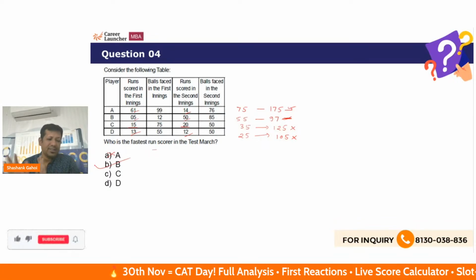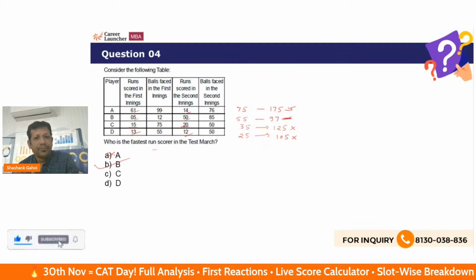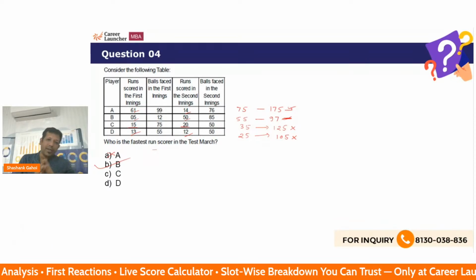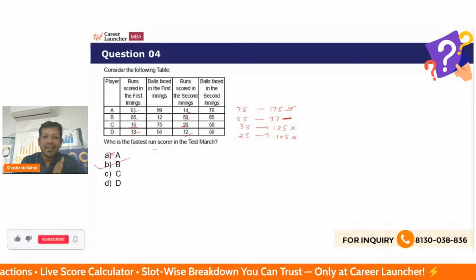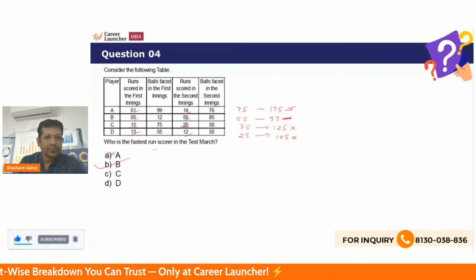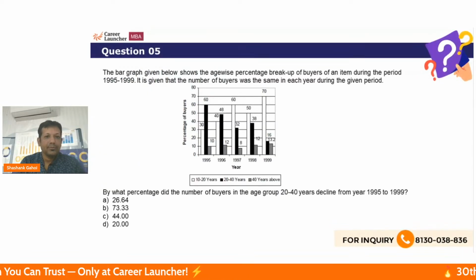Just write it like this and you are going to get the answer. Very quickly, you don't need to do any calculation. If you write it like this, it becomes clearly evident who the fastest guy is. That has to be B. This one.